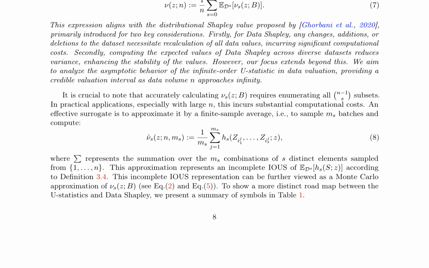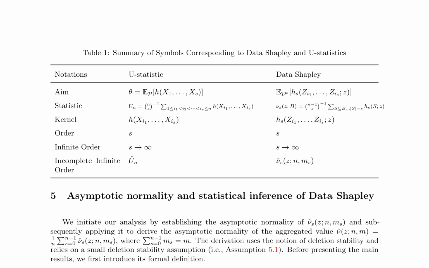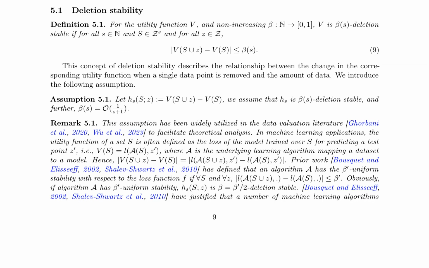This incomplete IOUS representation can be further viewed as a Monte Carlo approximation of nu S, Z, B. The page discusses the asymptotic normality of Data Shapley and its application to derive the asymptotic normality of the aggregated value. It begins by establishing the asymptotic normality of the Data Shapley statistic, which involves the concept of deletion stability. Deletion stability is defined as the relationship between the change in the utility function when a single data point is removed and the amount of data.